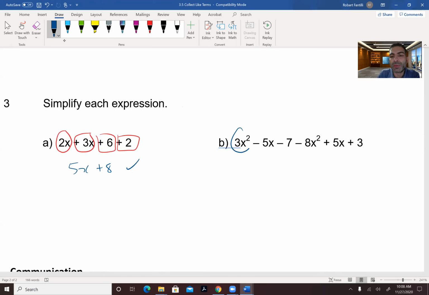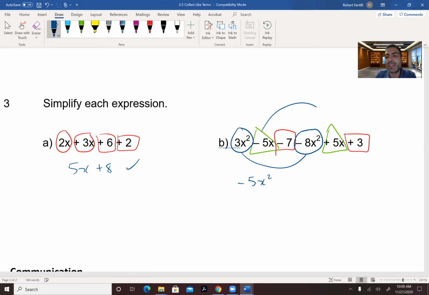So collect like terms, 3x squared. Take the sign with you. Don't forget, minus 8x squared. Then I'm going to have minus 5x or negative 5x, positive 5x, and then I've got negative 7 and positive 3. So 3x squared minus 8x squared or plus negative 8x squared. You can add 3x squared plus negative 8x squared is negative 5x squared.